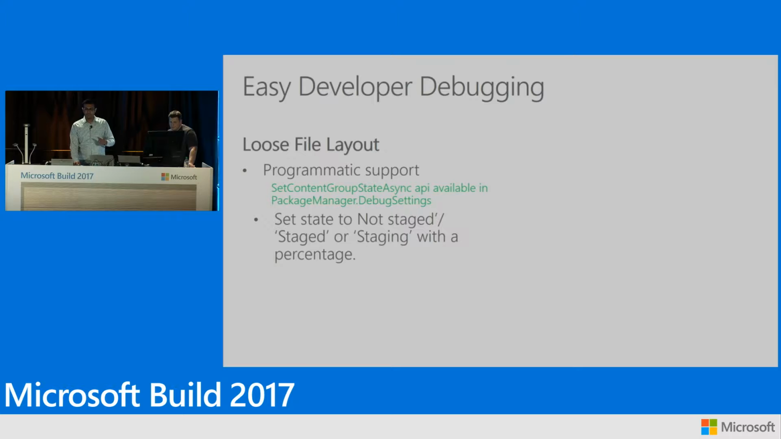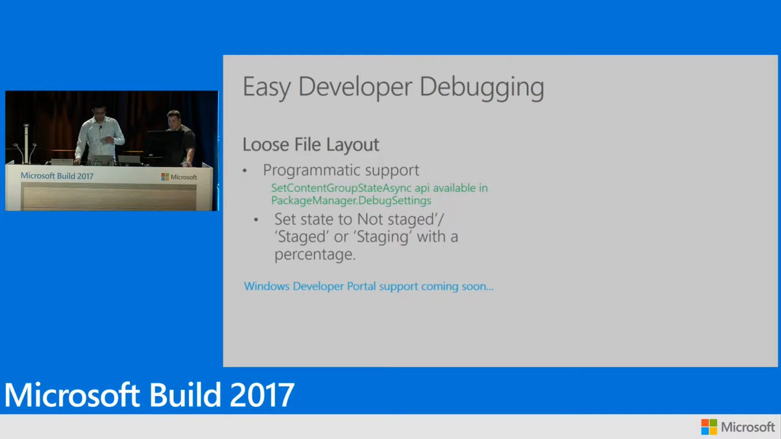There are APIs available where you can set the debug setting and set the state of your content groups programmatically. You can set them to be staged, not staged, or even say it's staging and pass in a percentage. To make that easier, I just want to call out that we're adding tooling in the Windows developer portal. Maybe some of you are already using it, but it's a tool that makes side loading and a lot of these developer scenarios very easy. So we're adding support to that.